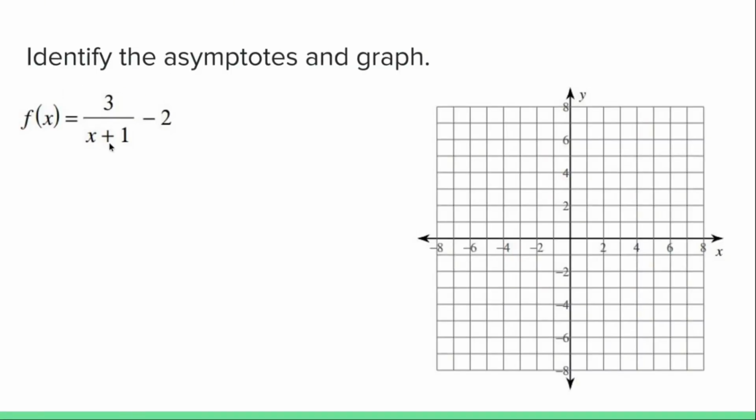Identify the asymptotes and graph this rational equation right here. First things first, there are two asymptotes that we're going to look for. The vertical asymptote is going to be whatever number makes the denominator equal to 0, and therefore makes this undefined.